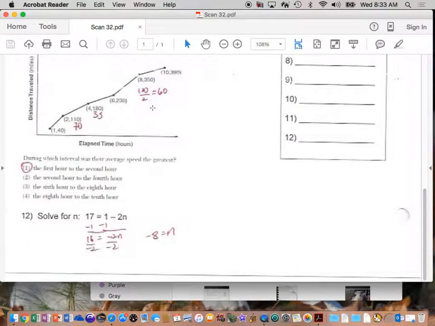Okay. Any problem with 12? So that should be very easy. Okay.